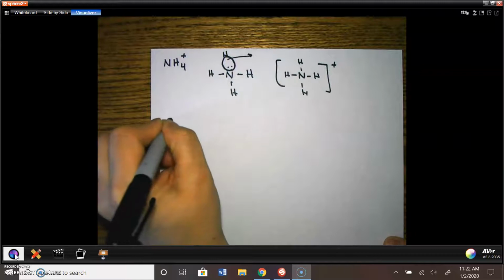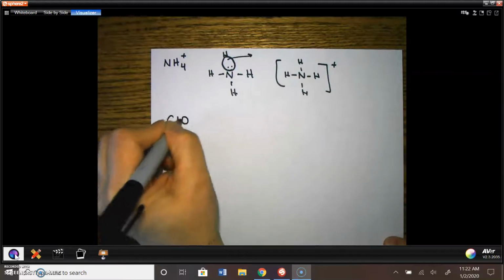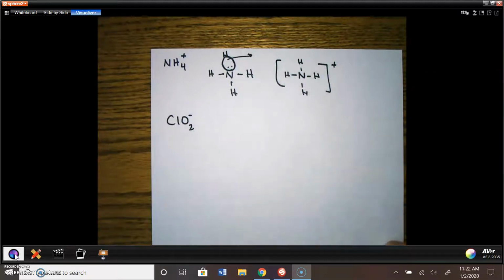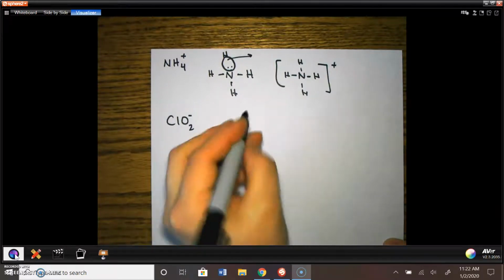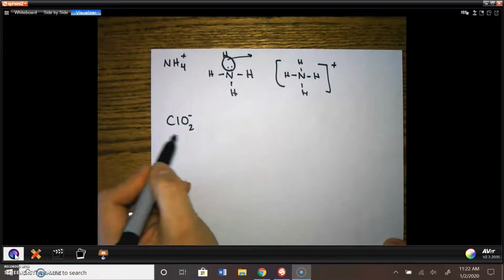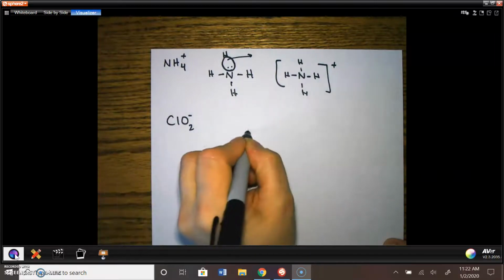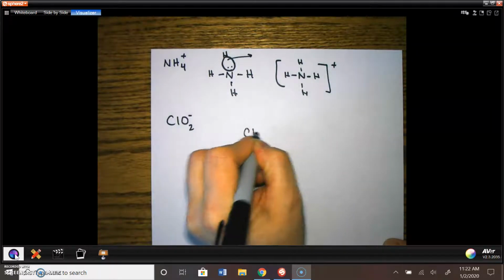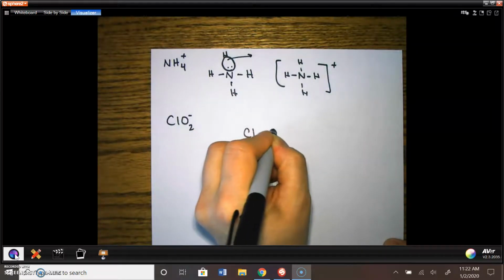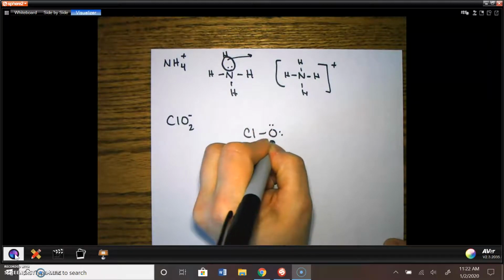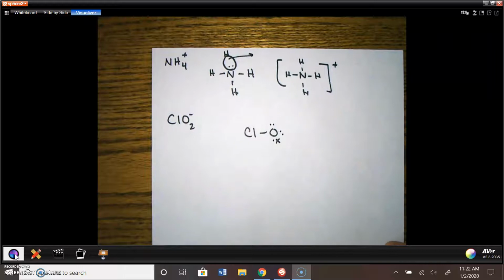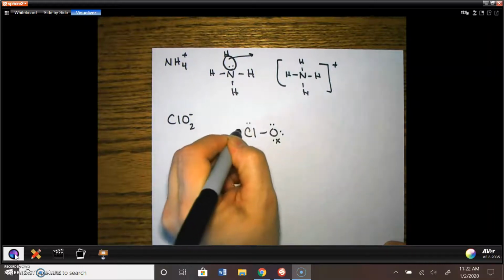Other bonds you see happening, like we did ClO minus, if we do ClO2 minus, what's going to happen? You can get a coordinate covalent bond. Chlorine is actually going to be, it's going to be weird, chlorine is going to be the central atom. So you've got chlorine forming the normal bond with oxygen. Okay, so there's ClO minus.